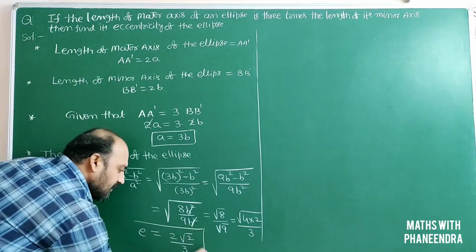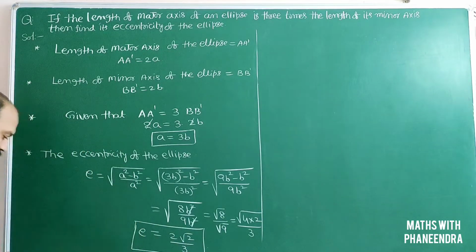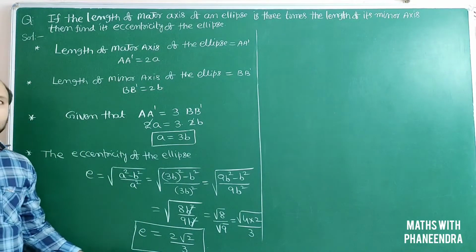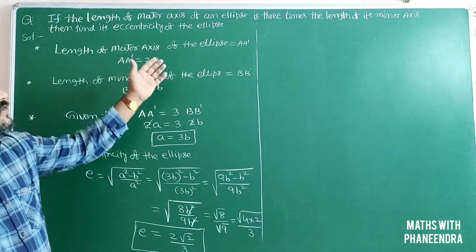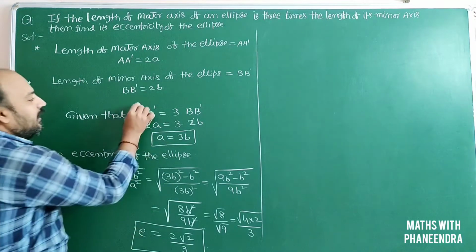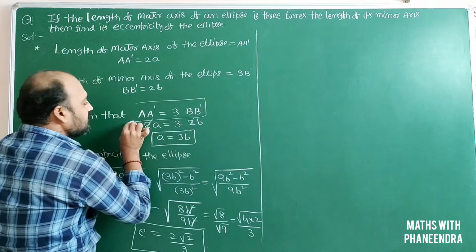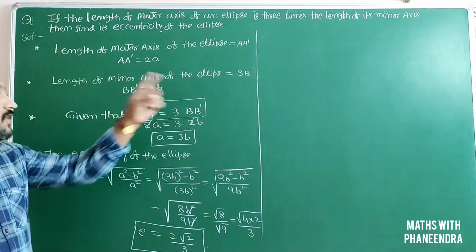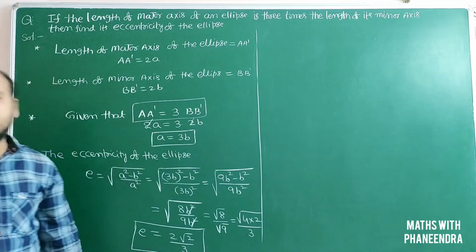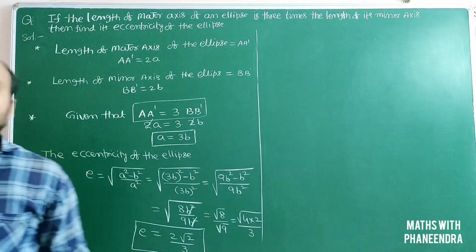Therefore, the eccentricity of the ellipse is 2 root 2 by 3 when the condition a dash, that means length of major axis, is equal to 3 times the length of minor axis. We will move to the next question.